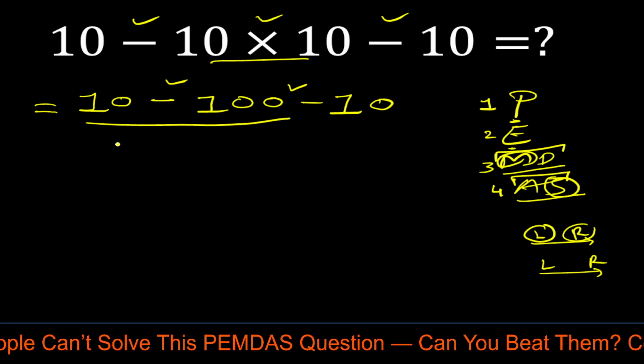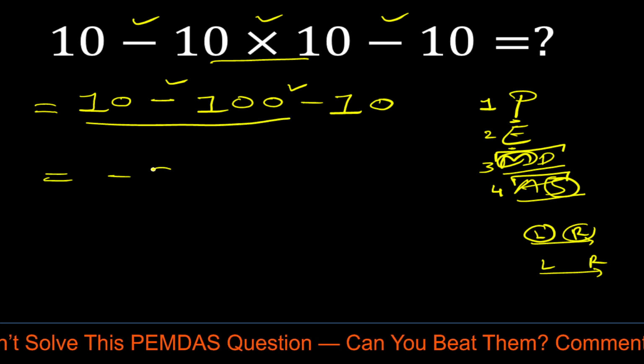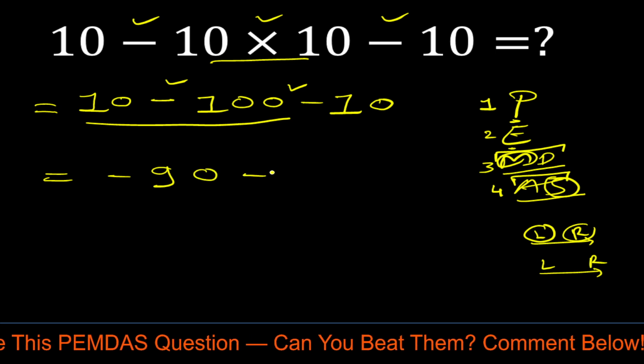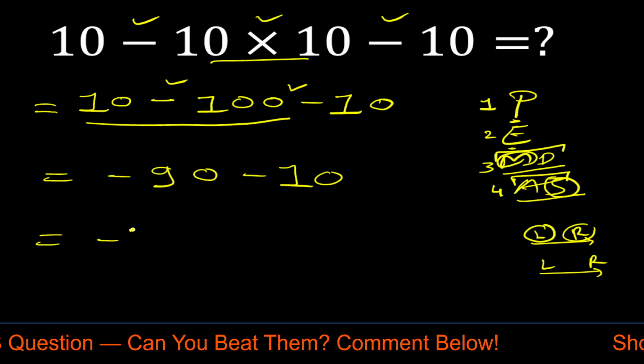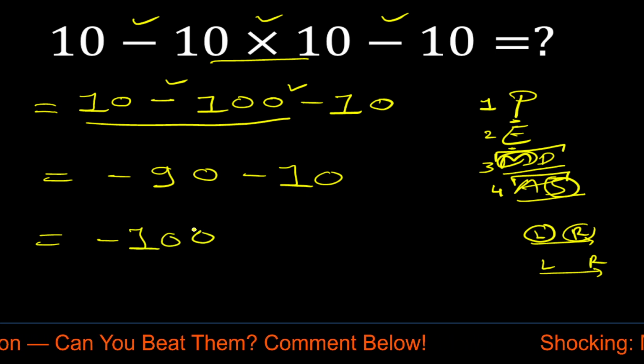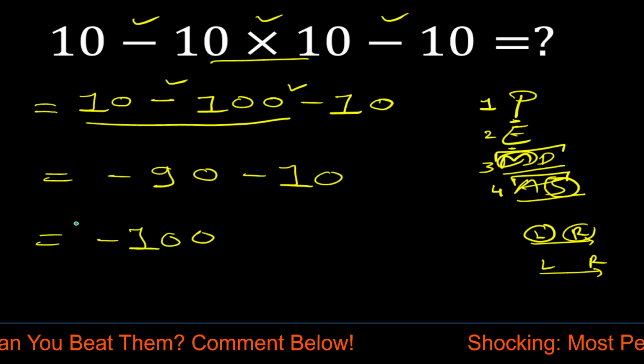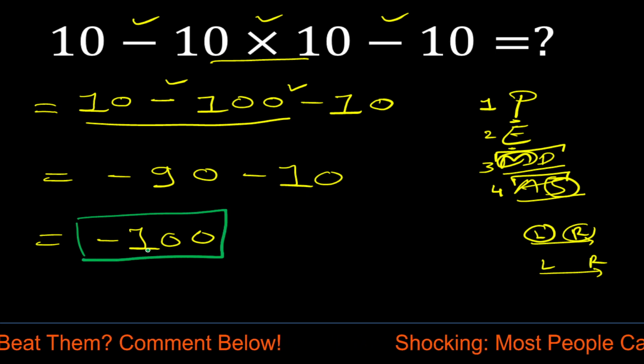So 10 minus 100 is equal to minus 90, minus 10. So minus 90 minus 10 is equal to minus 100, right? So the correct answer is minus 100.